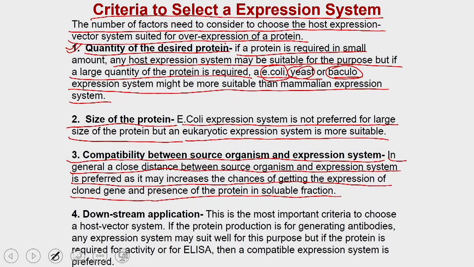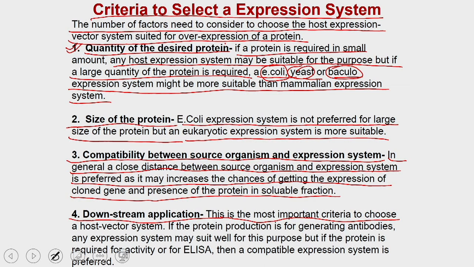Now the fourth and most important point is, what are the downstream applications of the protein which you are going to overexpress? This is the most important, because the ultimate goal of biotechnology is to overexpress this protein and utilize it in downstream applications. So once you have an idea about the downstream applications, then you can choose the suitable expression system.